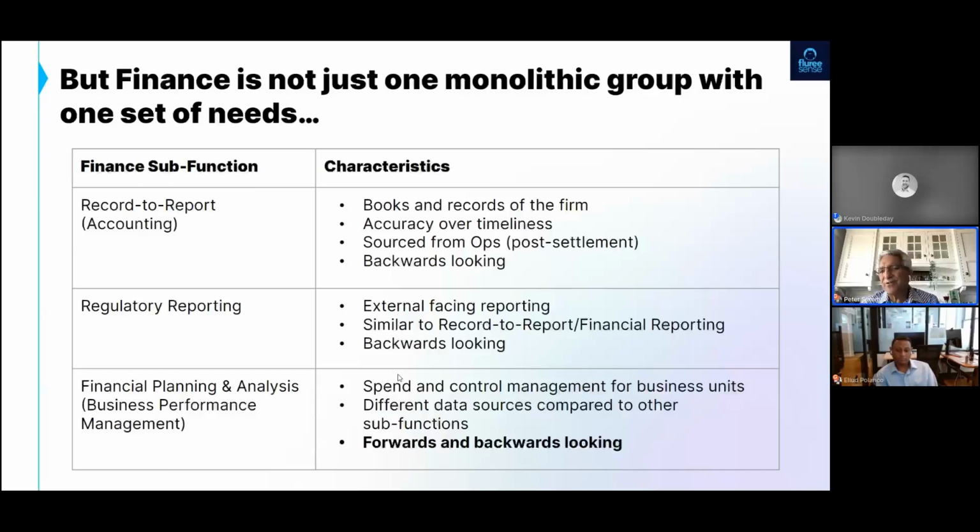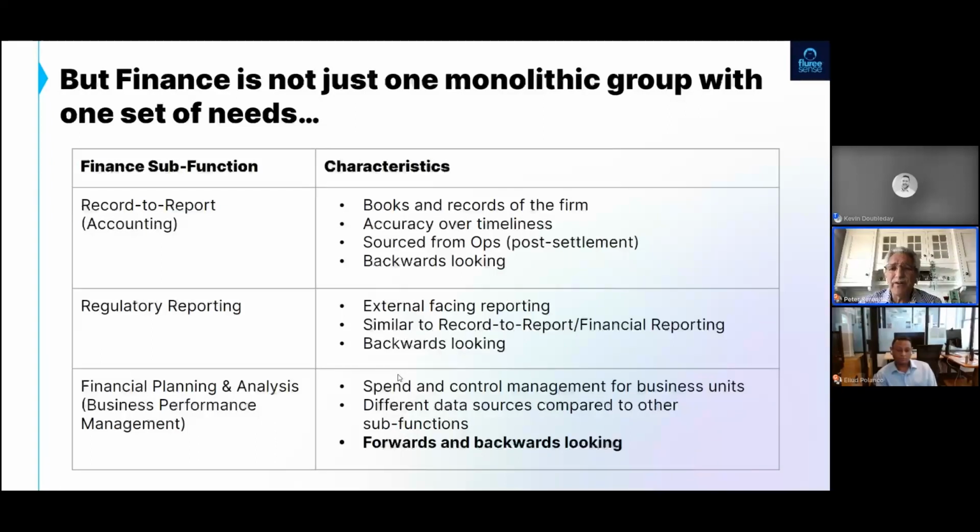Regulatory reporting is not too dissimilar. Again, it's more obviously external facing reporting, whether it's regulatory reporting or statutory reporting, or even your annual reports and whatnot. It's similar to the books and records. It's backwards looking. It does need a little bit more detail sometimes on some of the regulatory reports, and over time that has grown significantly. And that's where I start to see some of that convergence.